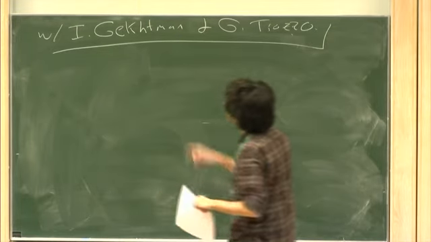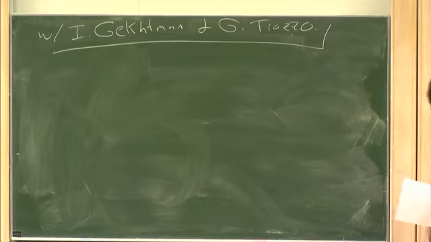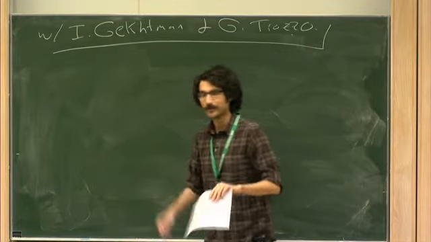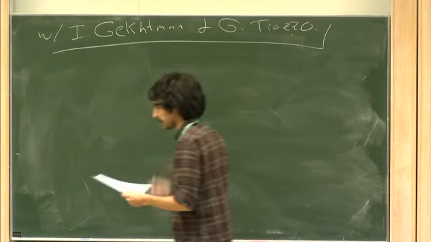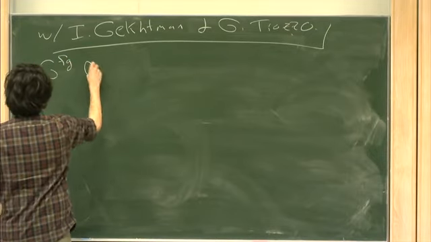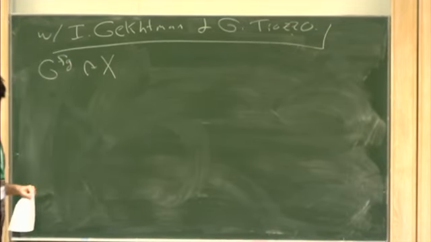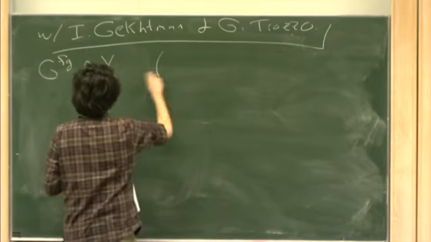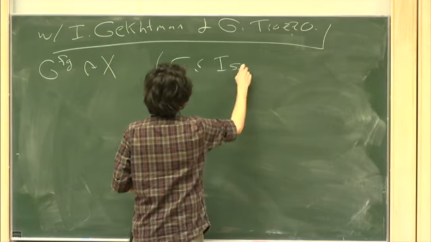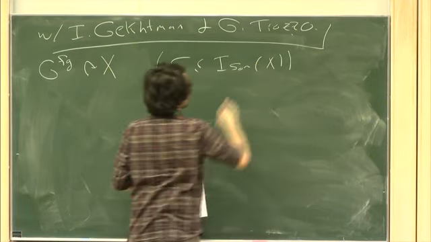I'm going to talk about some joint work with Gekhtman and Tiozzo. So we'll start pretty general and then sort of add hypotheses as we need them, but let me tell you what we are interested in. So let's start with a finitely generated group acting on a metric space X. All my actions will be actions by isometry, so G you can think of as living inside of the isometry group of X.